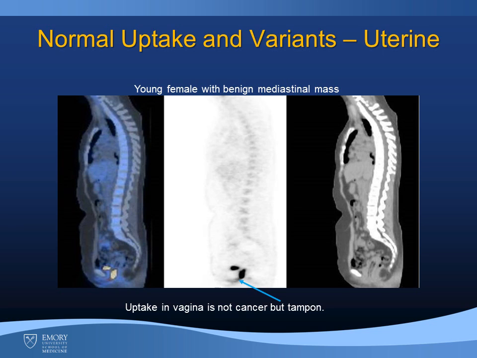Here we see uptake within the vagina in a young female with a benign mediastinal mass. Examination of the CT reveals a tampon. This activity is not likely due to the menstruation itself, but probably from a collection of urine in the tampon.